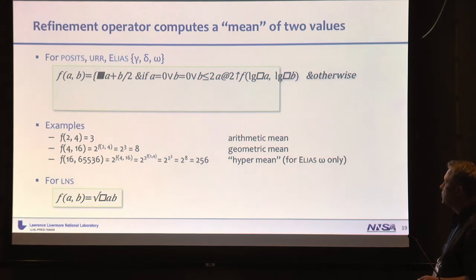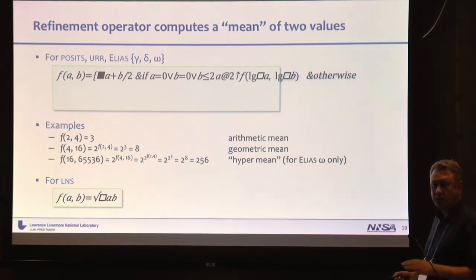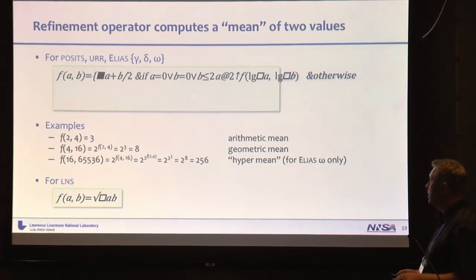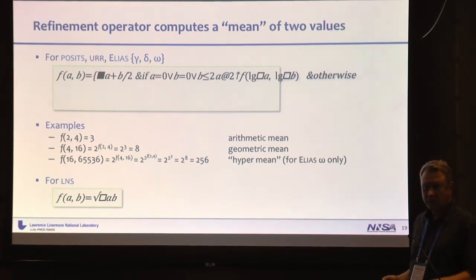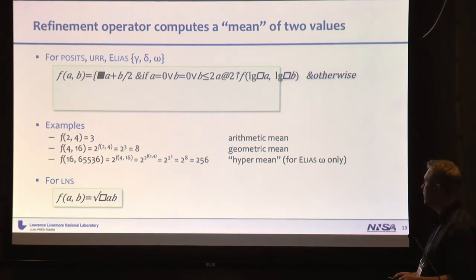What this formula is supposed to show is that now we move on to the refinement operators. We have A and B, and we want to compute a midpoint between A and B. We can show that for posits and for the Elias codes, it's a very simple formula. If A and B don't differ by more than a factor of 2, then just take the arithmetic mean between the two numbers. Otherwise, you take the base 2 logarithm of the two numbers, and you recurse, and you plug those into the formula until at some point their magnitudes differ by less than a factor of 2. We call that the hypermean between the two.